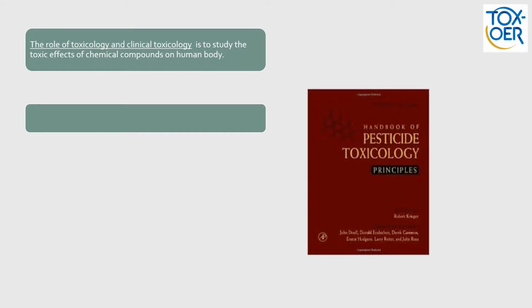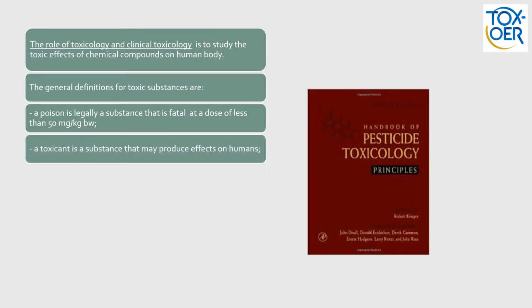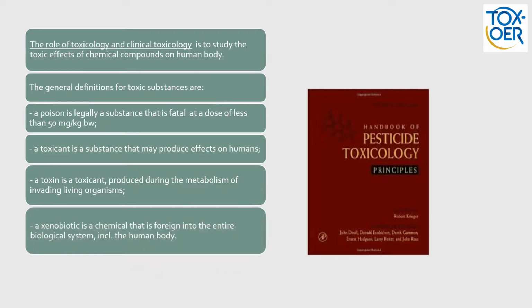The role of toxicology and clinical toxicology is to study the toxic effects of chemical compounds on the human body. The general definitions for toxic substances are: a poison is legally a substance that is fatal at a dose of less than 50 mg per kilogram. A toxicant is a substance that may produce effects on humans. A toxin is a toxicant produced during the metabolism of invading living organisms. A xenobiotic is a chemical that is foreign to the entire biological system, including the human body.